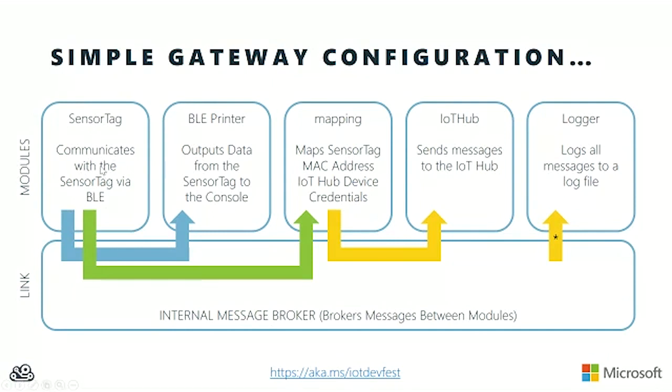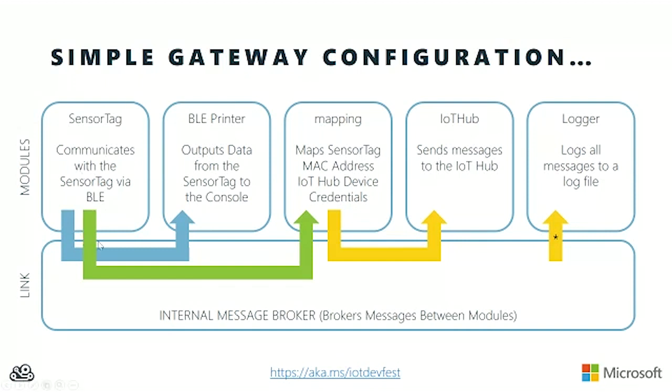I tell it what GATT characteristics I want it to listen for and what MAC address of the sensor tag I want it listening for those messages from. It's then going to take that temperature data and send it through that message broker using a standard internal messaging format off to another module called the BLE printer. And this is just a sort of debugging module. It'll basically take the message in and just emit the data out to the console for you so you can see the messages as they flow.